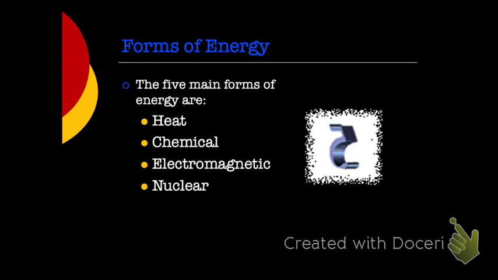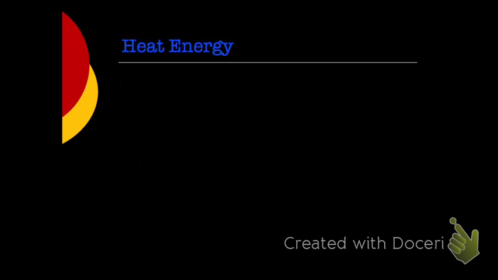And then our last type is called mechanical energy. That's really the energy of movement and things like that. We're going to look at that a little bit more as well. So those are the 5 categories, and then we're going to dive in a little bit. Let's look at heat first.